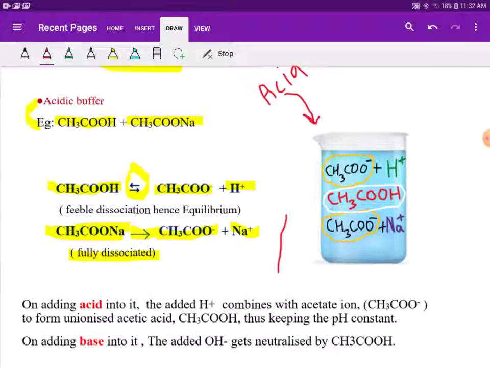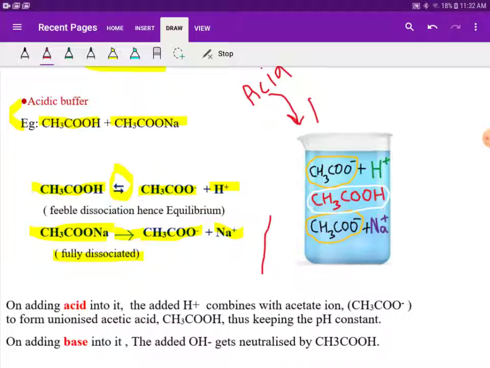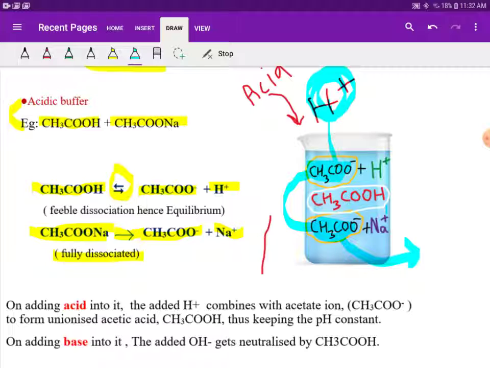Adding acid, the added H plus ion combines with the acetate ion to form feebly ionized acetic acid, CH3COOH. Once again, the added H plus combines with the acetate ion to form the feebly ionized acetic acid, thus keeping the pH constant.